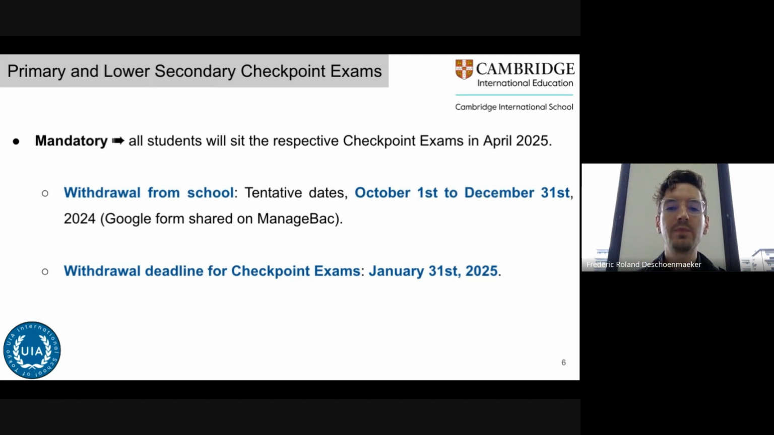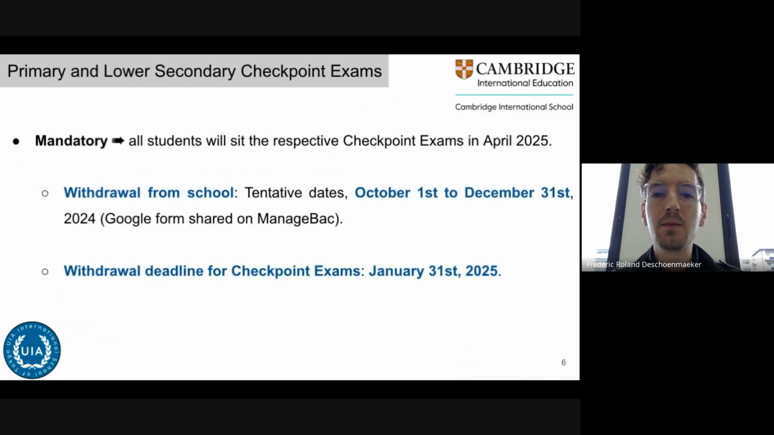If for any valid reason the withdrawal happens after that, please let me know by January 31st, because Cambridge has changed the policy and the withdrawal deadline is way earlier than it was before. After January 31st, there is no promise that we can refund the fee if withdrawal happens. So that is a big change for the next batch.